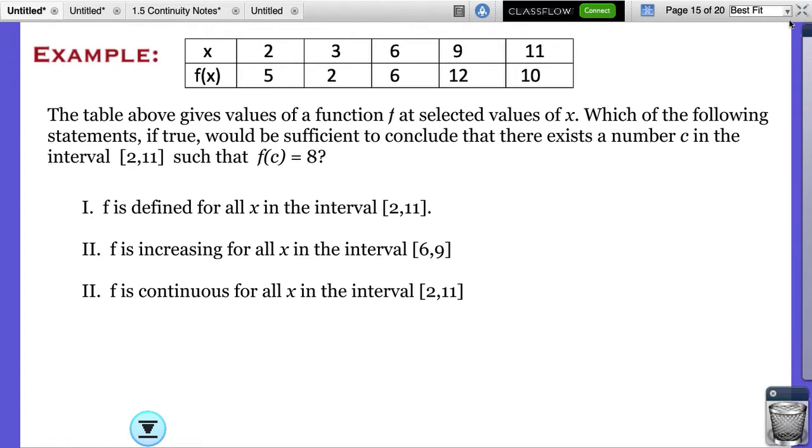The table above gives the values of a function f at selected values of x. Which of the following statements, if true, would be sufficient to conclude that there exists a number c in the interval 2 to 11 such that f of c is equal to 8?